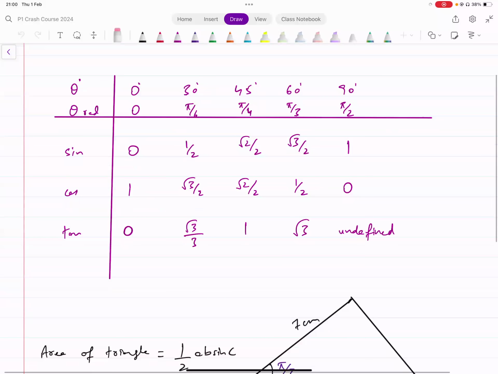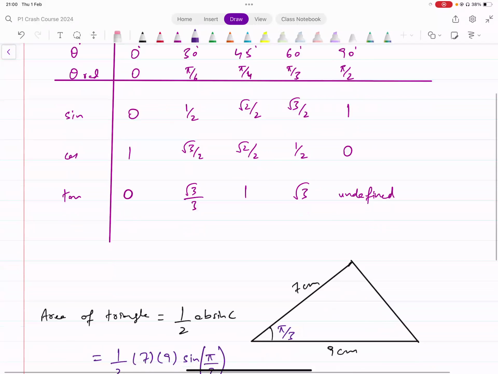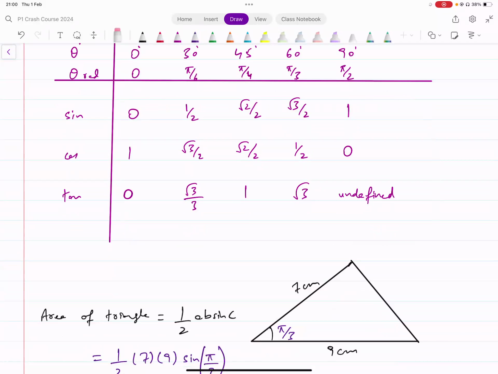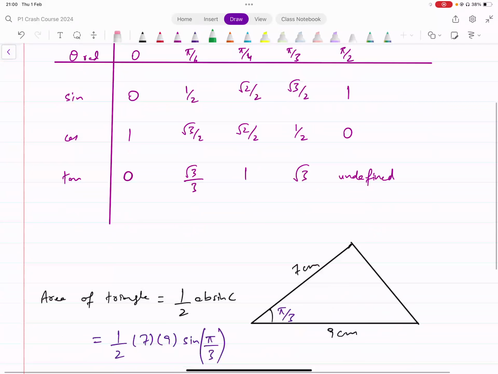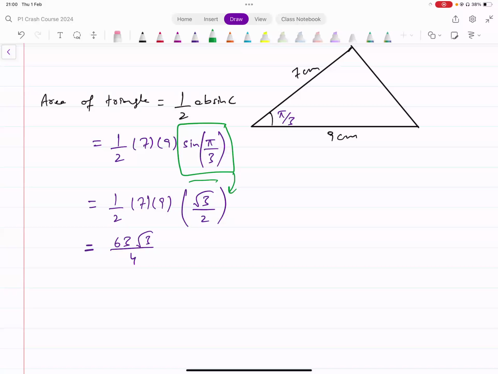Then we talked about some angles for which the examiner often asks you to give exact answers for sine, cos, tan. Now, you don't have to memorize these. Your calculator gives these values. You just have to make sure whenever one of these values comes in your working, for example, if you have sine of pi over 3 here, you write down what that evaluates to. You can do this on your calculator, making sure your calculator is in radian mode for this.